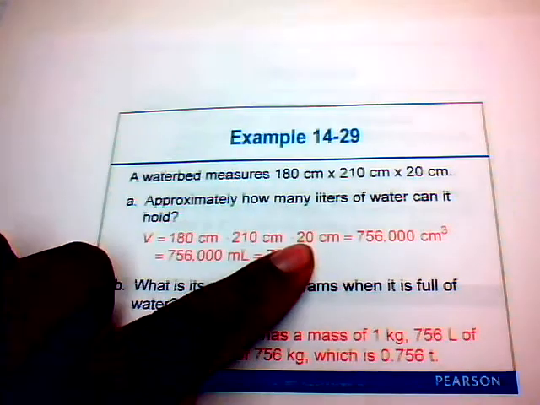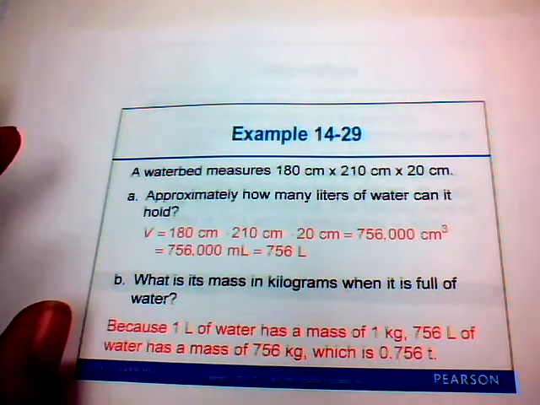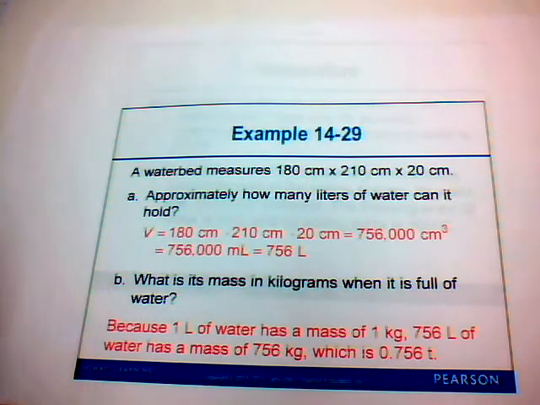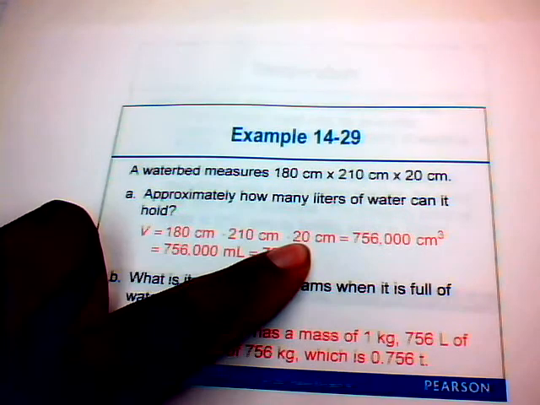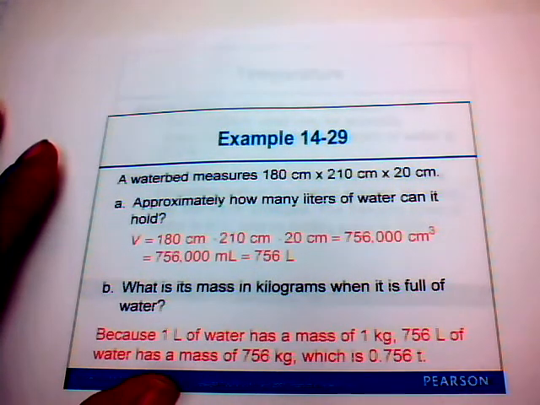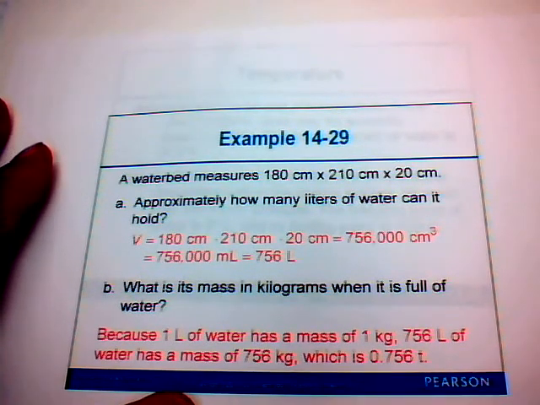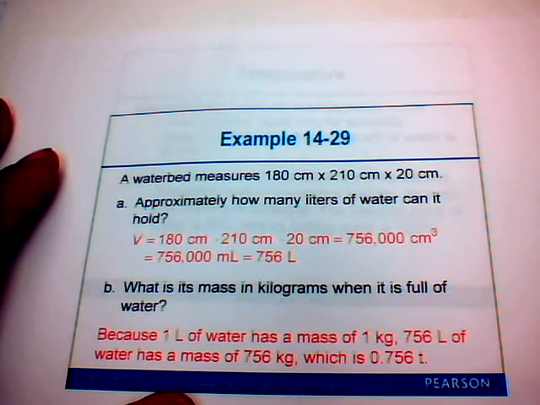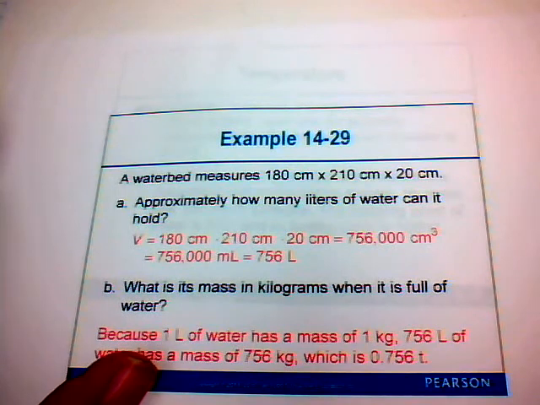Okay, we can find the volume by multiplying the length times the width times the height, because a waterbed is like a right prism. So 180 times 210 times 20 will give you 756,000 cubic centimeters.